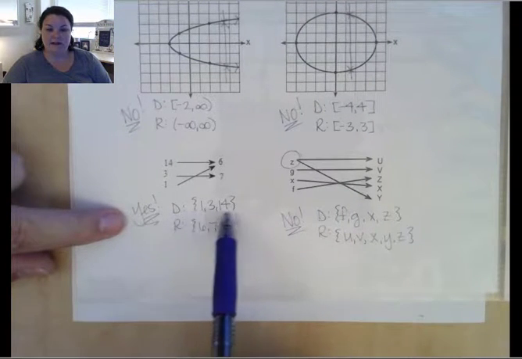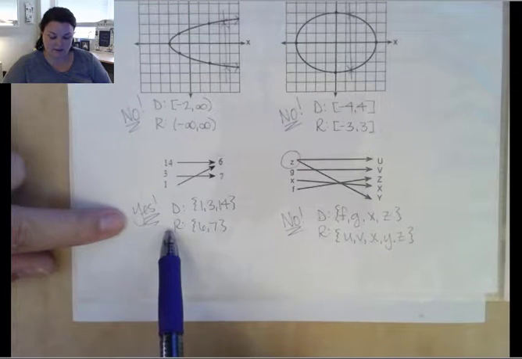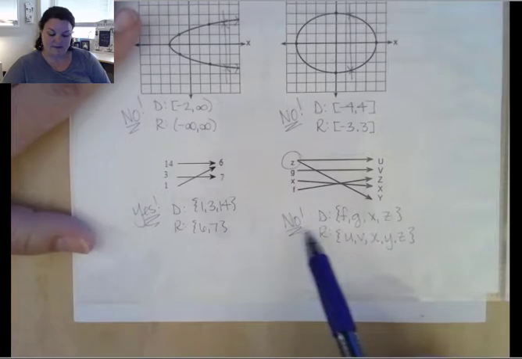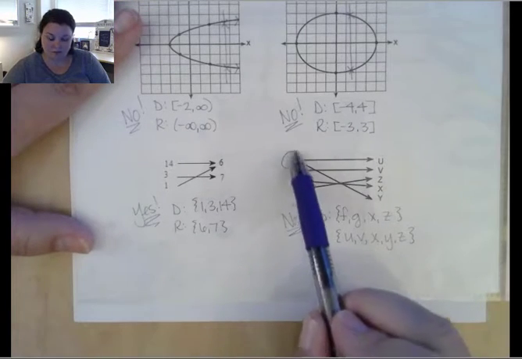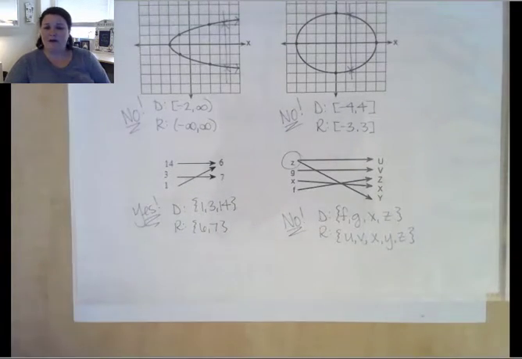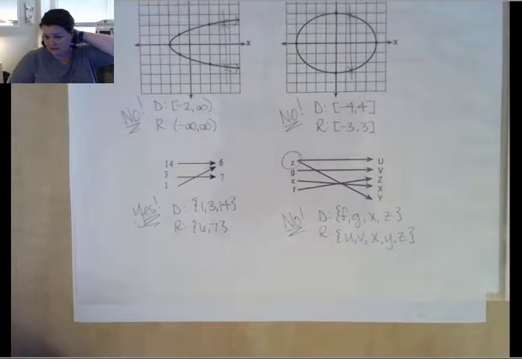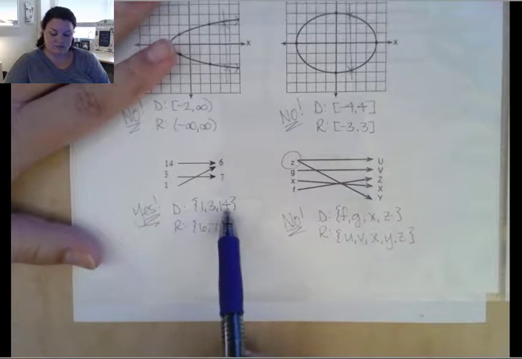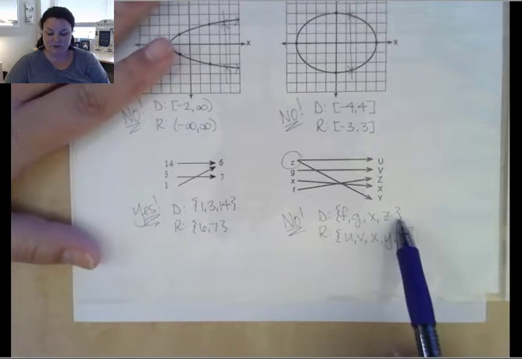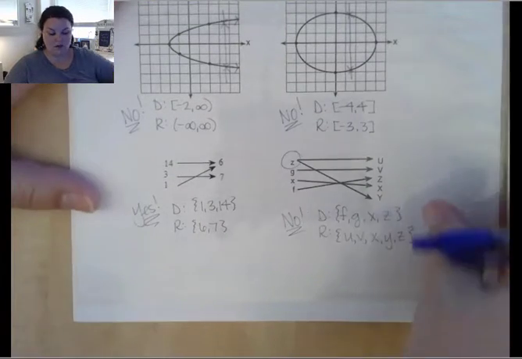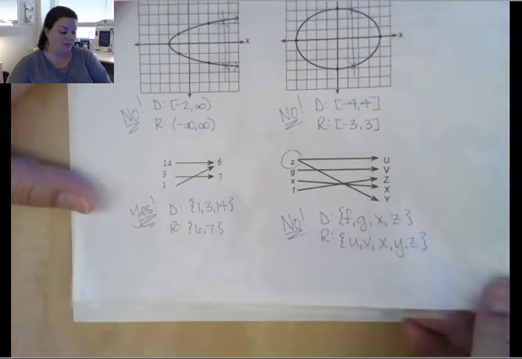My domain is all my input values, 1, 3, and 14. My range is my output values, which are 6 and 7. Okay. Same thing on this one. This one's not a function, however, because z is getting sent to u and also to y. Now, I didn't mention this earlier, but you will see some like this in your homework that don't have numbers. They just have letters. So if you're given numbers, we want to list them from smallest to largest. If we're given letters, we're just going to list them in alphabetical order. Okay. All right. So that is the practice problems.